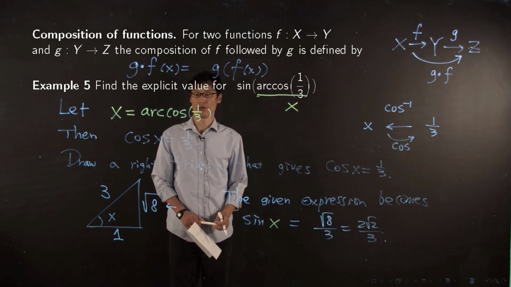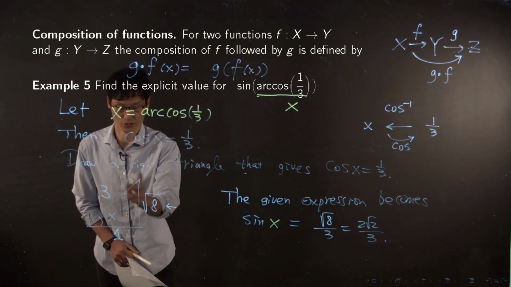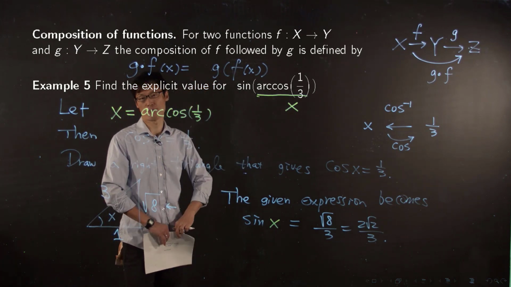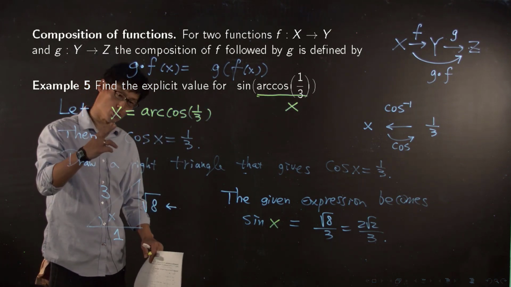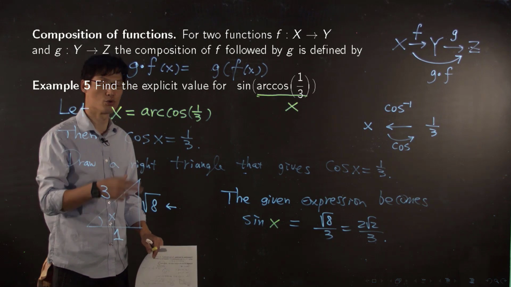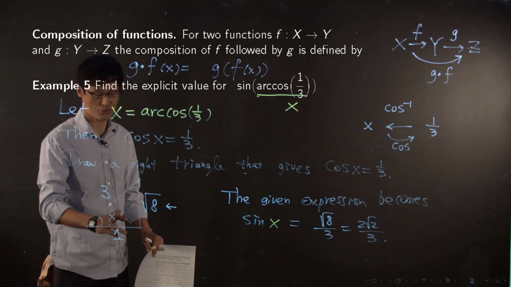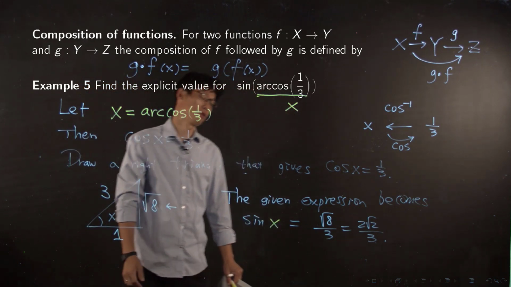Okay, so using this geometric method is quite useful, but in the first step you need to replace this inside expression by x, and then you use the definition of arc cosine, then you can use this triangle to find the given expression.